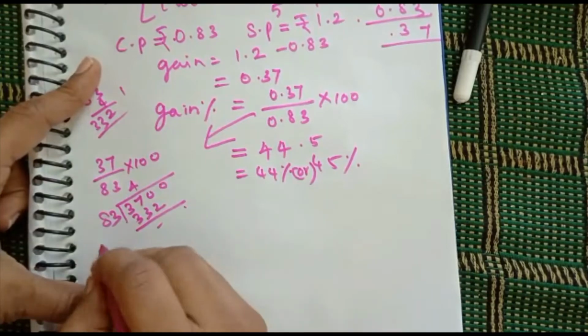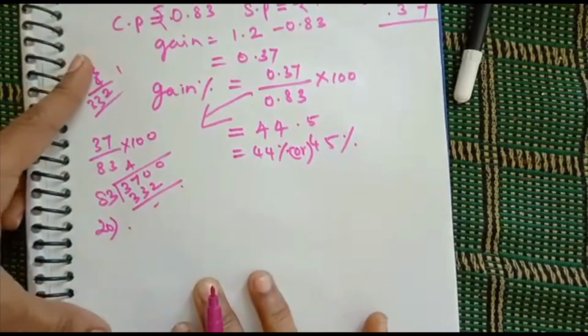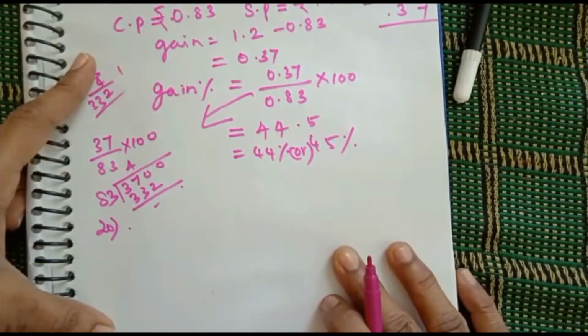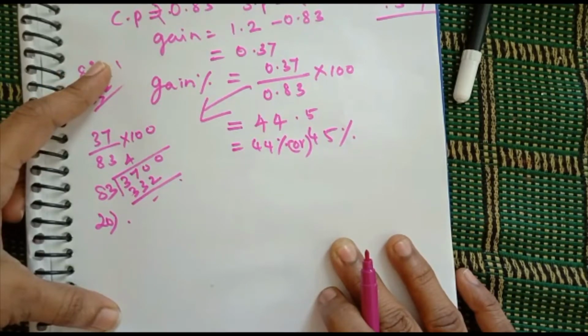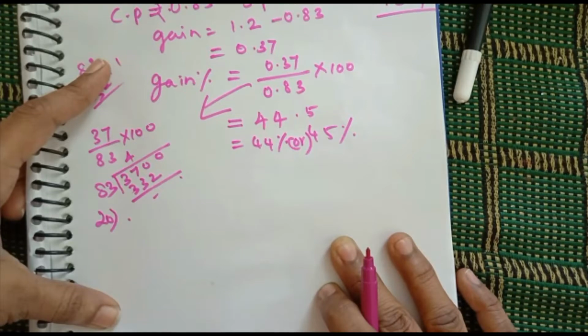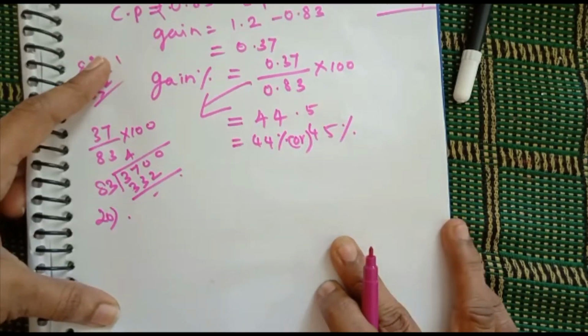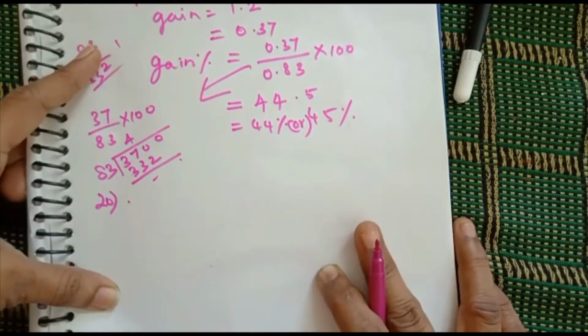Then 20th question, friends, listen. A dealer sold 2 types of goods for 10,000 each. On one of them he lost 20%, and on the other he gained 20%. Listen once again, I repeat it. A dealer sold 2 types of goods for rupees 10,000 each. On one of them he lost 20%, and on the other he gained 20%. Find his gain or loss percent on the entire transaction.